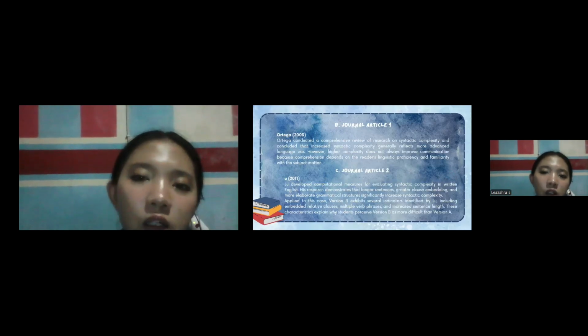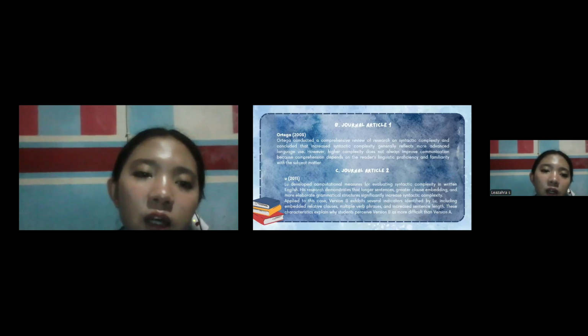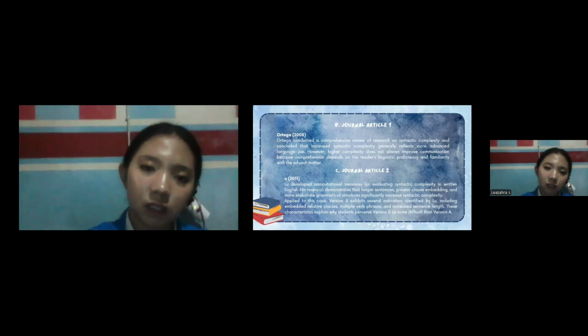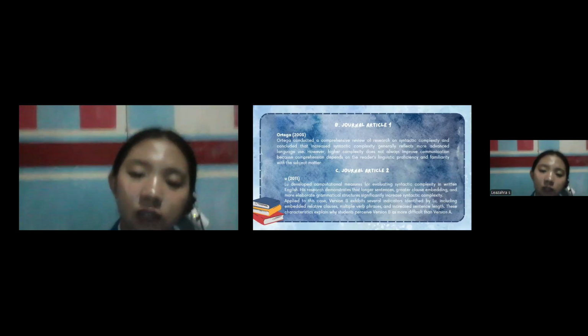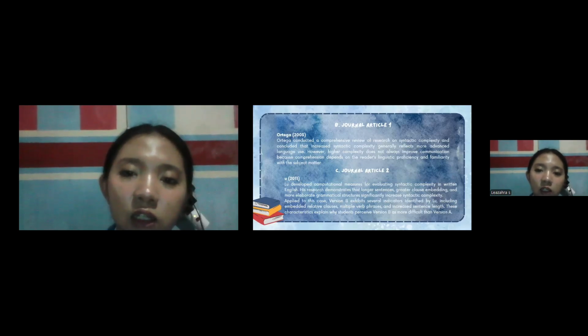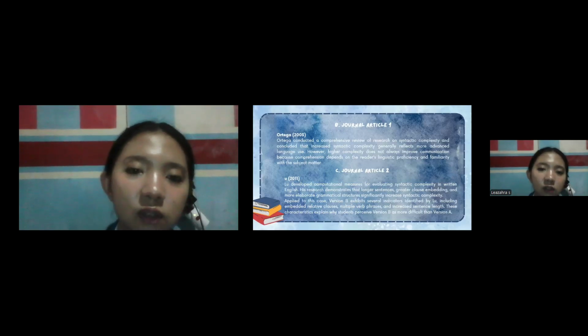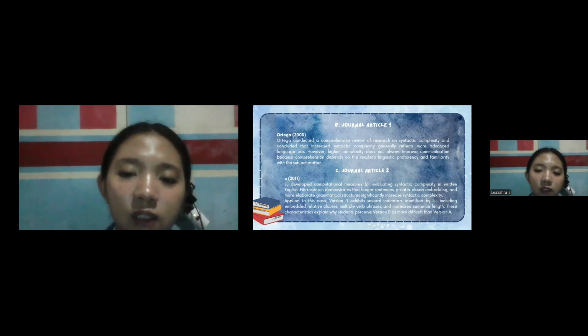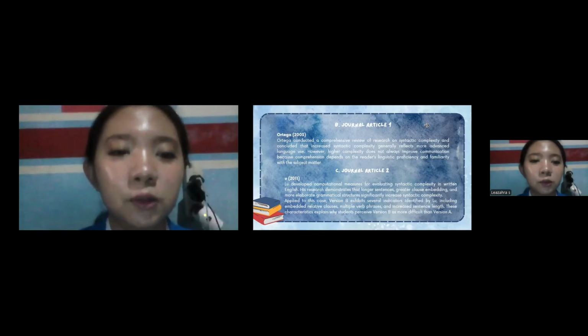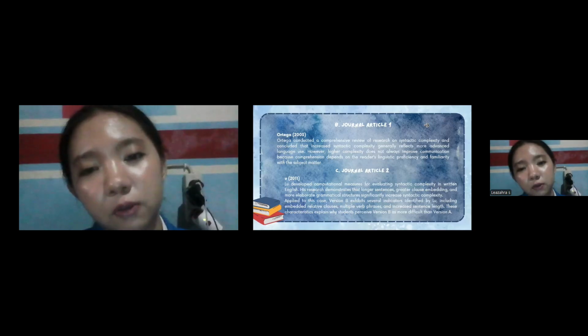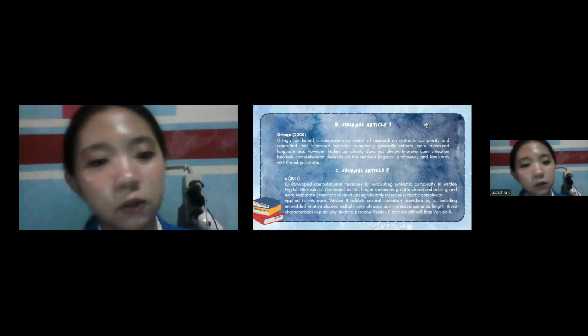Journal Article 1 from Ortega. Ortega conducts a comprehensive review of research on syntactic complexity and concludes that increased syntactic complexity generally reflects more advanced language use. In Article 2, Liu developed computational measures for evaluating syntactic complexity in written English.